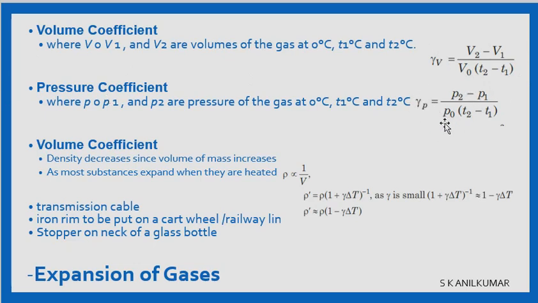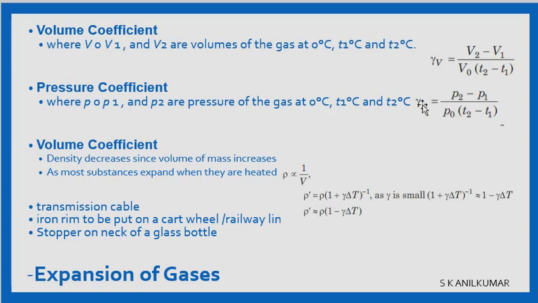P2 minus P1 by P0 into T2 minus T1. What is P2? P2 is the pressure at T2, temperature 2. P1 is the pressure at temperature 1. P0 is the pressure at temperature 0 degree.